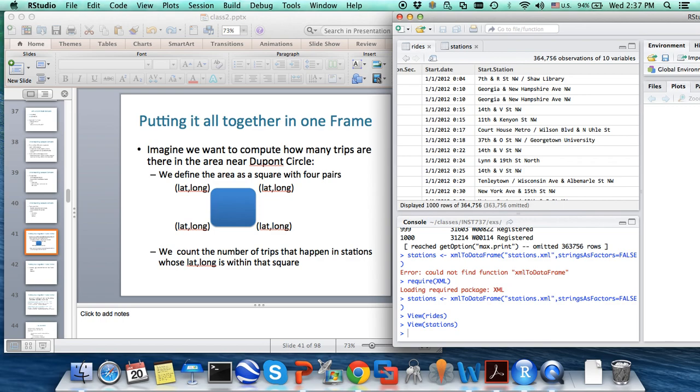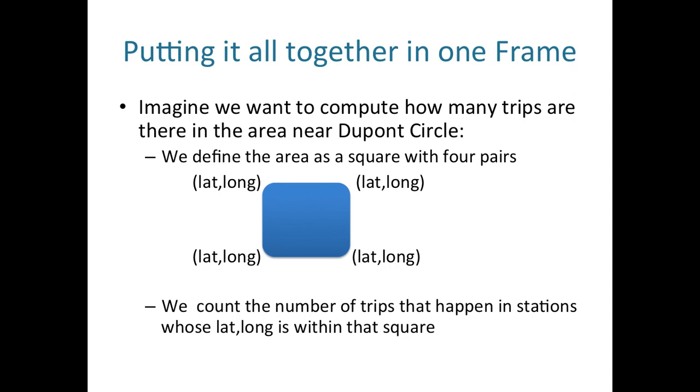Okay, why do we want that? Because if we're going to run different research questions, like for example, we want to compute how many trips there are in the area near DuPont Circle. Okay, let's go back to the slides and try to understand why we need this. If we want to understand how many trips took place near DuPont Circle, we basically need to define a square around DuPont Circle by latitude and longitude, and then we can count the number of trips that happen in stations that are within that square.